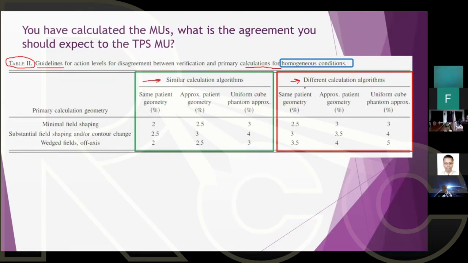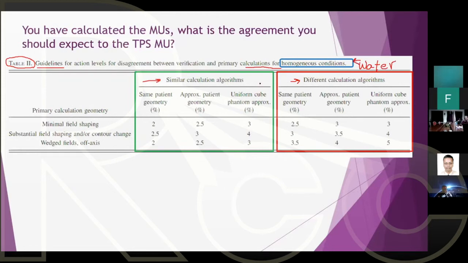إيش يعني مثلا؟ I am calculating in a water phantom. أنا أعتبر ال patient كله water. I'm not using heterogeneity correction. My patient is completely water. So this is what it means, homogeneous condition.